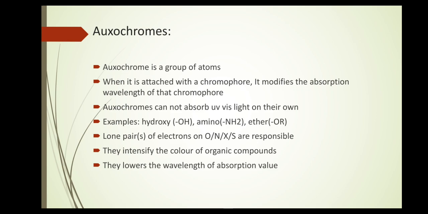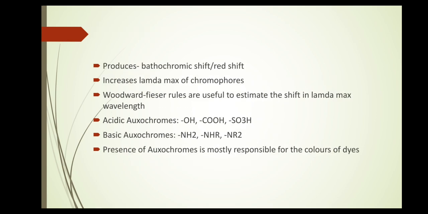That means without an auxochrome, if the chromophore is absorbing at 250 nanometers, then whenever we add an auxochrome to it, it may absorb the light energy at 260 nanometers, 270 nanometers, 280 nanometers. That means more than 250. So it lowers the energy, therefore it increases the wavelength of absorption. And this lowering of energy, making the chromophore absorb longer wavelength radiation, is called a bathochromic shift, or red shift. And it increases the lambda maximum of the chromophores, as we have seen.